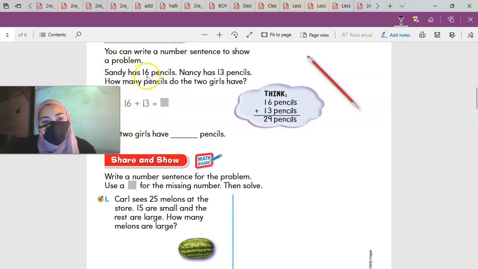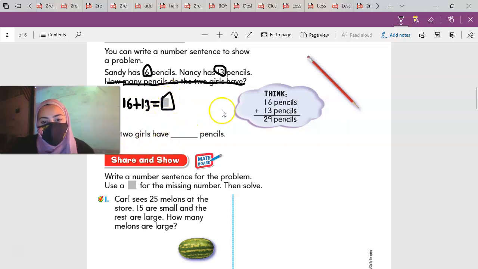Sandy has 16 pencils. Miss Yusuf, do I have to show my strategies on these word problems? Yes, you better. Circle the numbers. Sandy has 16 pencils. Nancy has 13 pencils. How many pencils do the 2 girls have? So how many did both girls have? That means we're adding. So the number sentence is 16 plus 13 equals empty box. Do I have to trace that? Yes, you do.